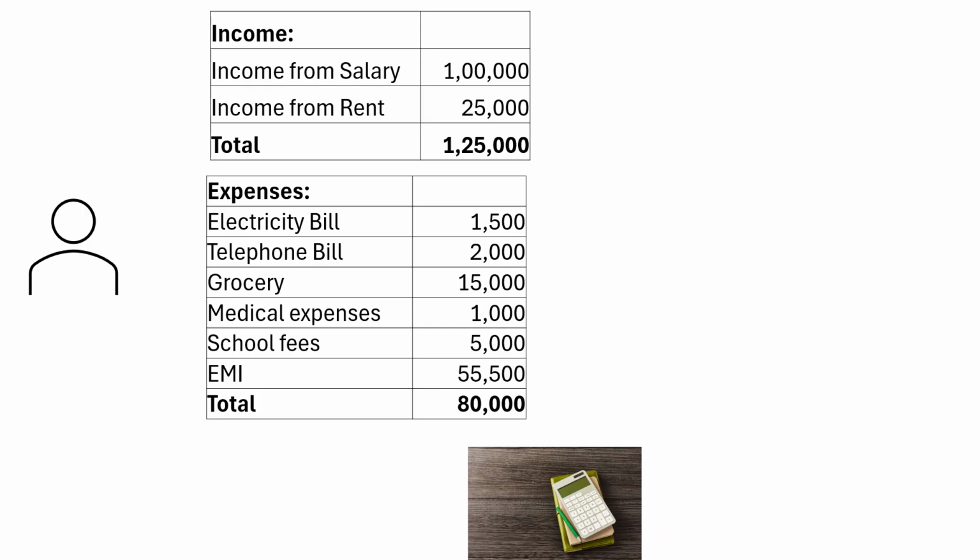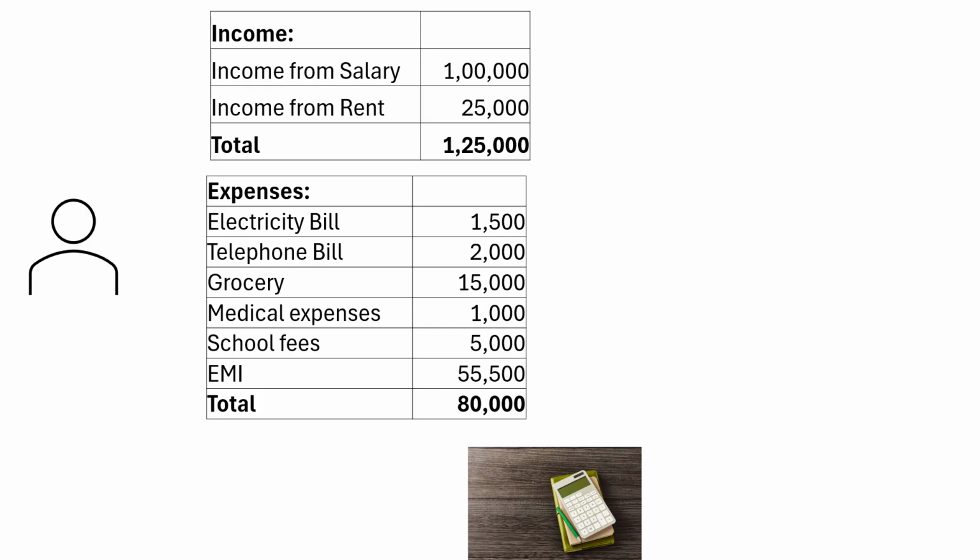And then we try to understand how much we are saving in a month, or we set targets for ourselves to reduce the cost or increase our income. So this is the way we manage our personal accounts on a monthly basis.